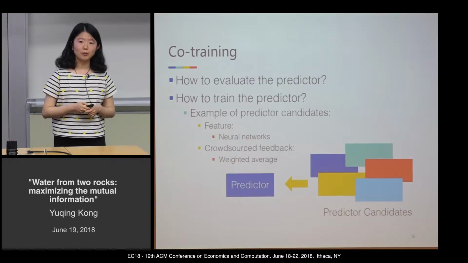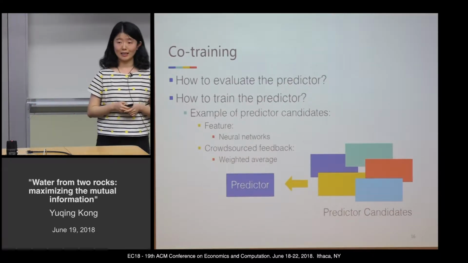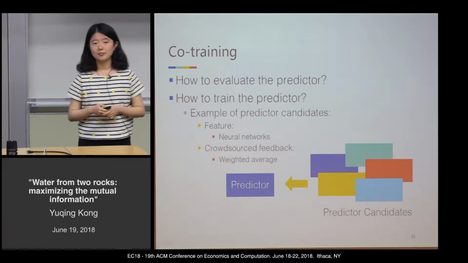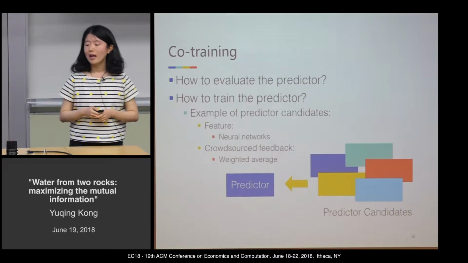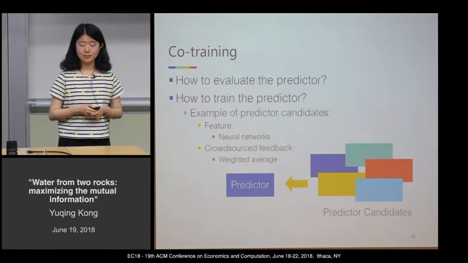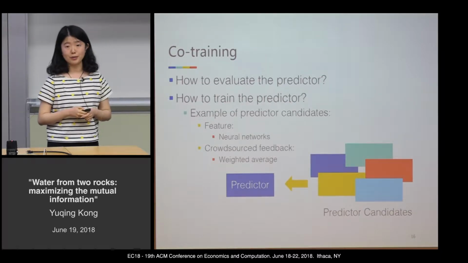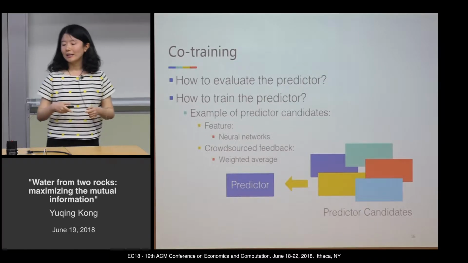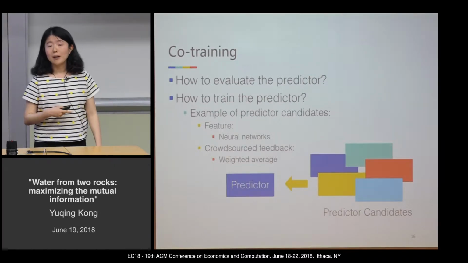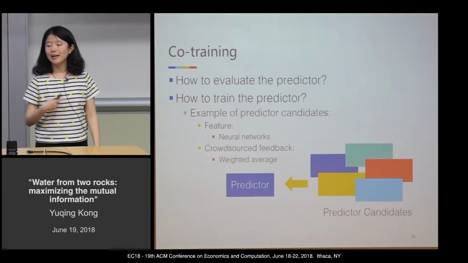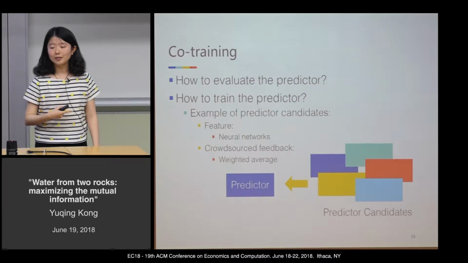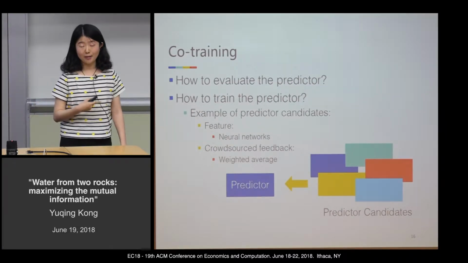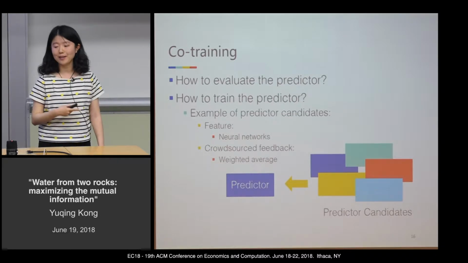And the problem we want to solve in the co-training setting is: how can we evaluate the performance of the two predictors? And second, how can we train the predictors if we have a bunch of predictor candidates? Without considering time complexity, this is essentially the same problem, because if you know how to evaluate the predictors, then you can just pick the best pair of predictors that has the highest evaluation.